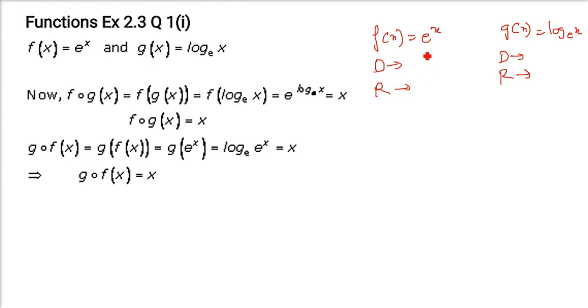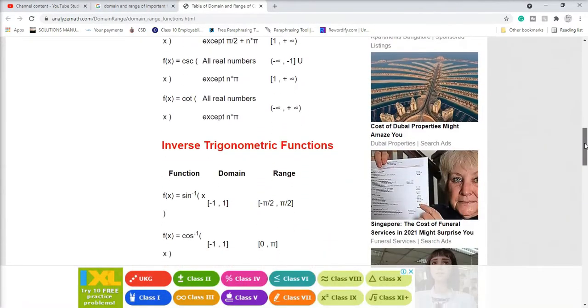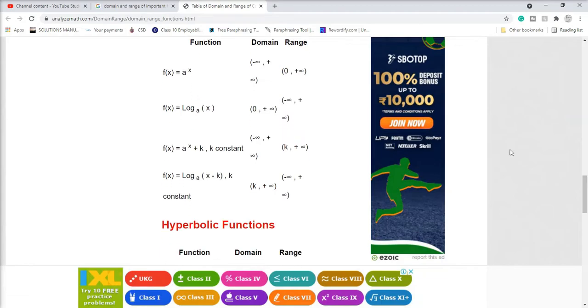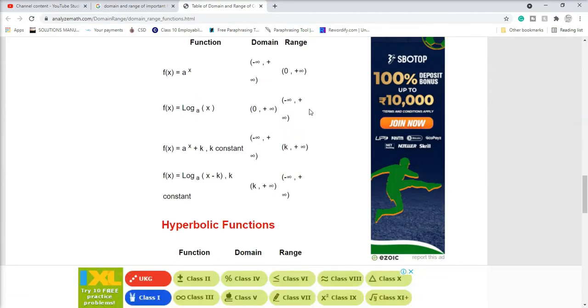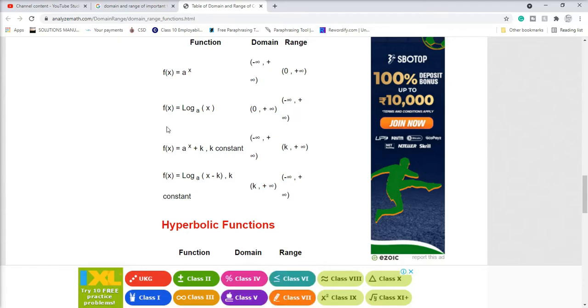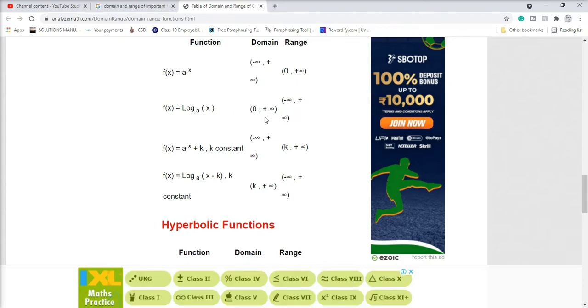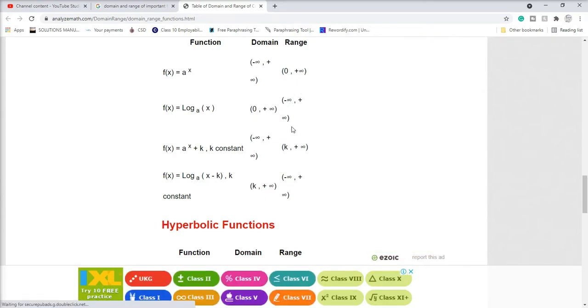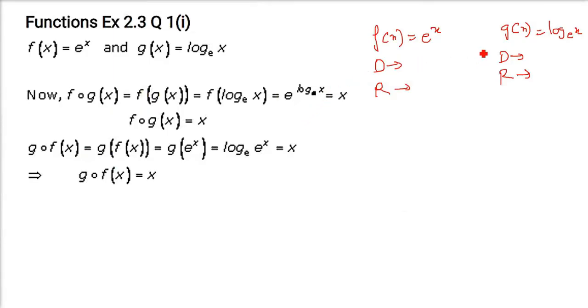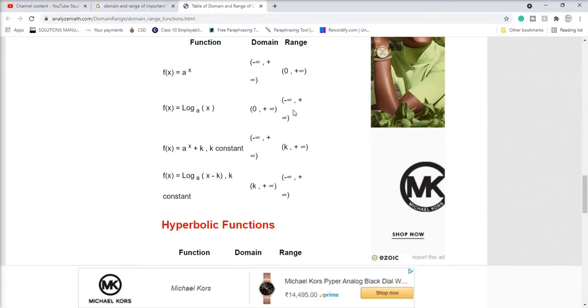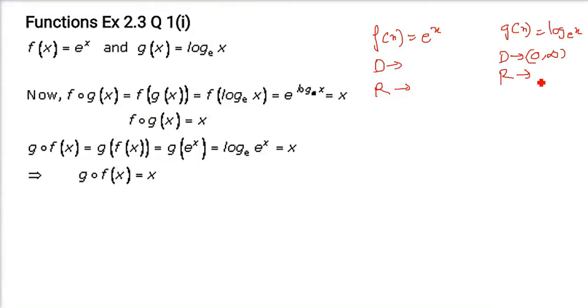And likewise, I'll tell you how. e to the power x. Let me take you to a website where we can find all the domains and ranges, because various questions are coming. Log x: the domain is 0 to infinity, so there will be no negative value, but the range is all values, negative infinity to infinity. That is all the real numbers. Real number is always negative infinity to positive infinity, that is all the possible numbers.